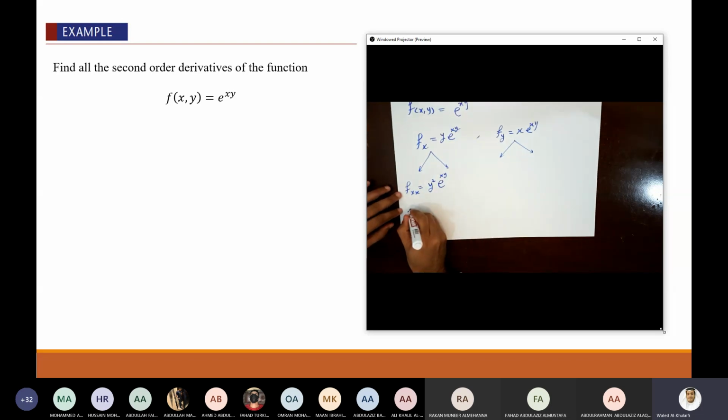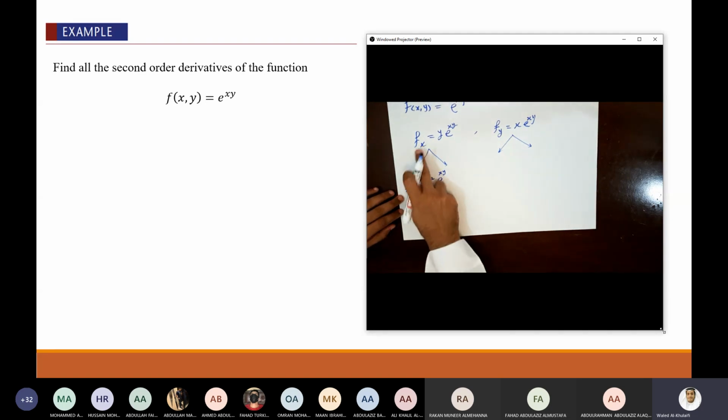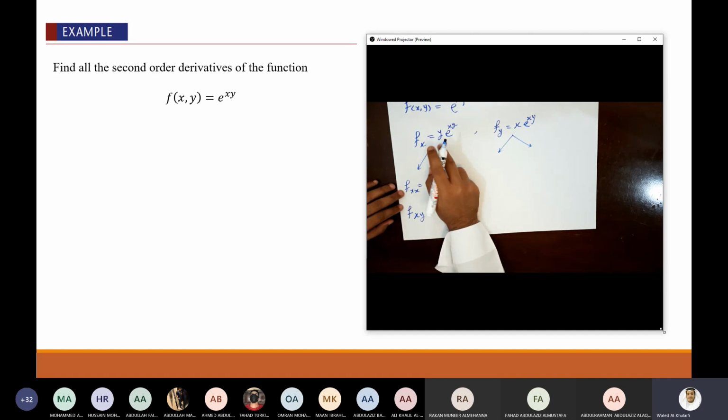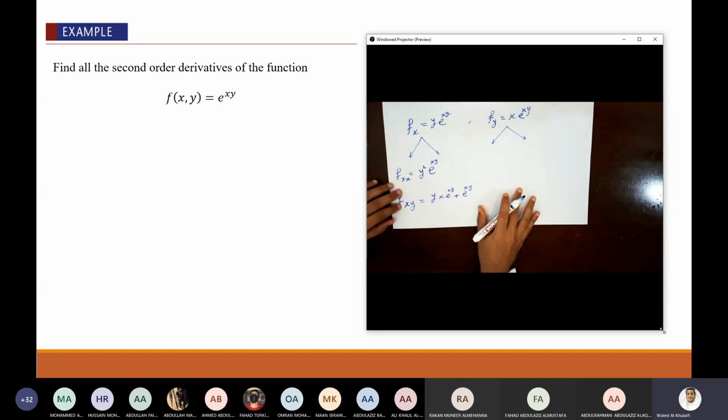Next, fxy. fxy means I'm differentiating this, but now with respect to y. Now here, guys, if you notice I have y here and y here, so I have to use what? Product rule. So I will say first times the derivative of the second with respect to y, keep in mind, it will be e to the power xy times x, plus the derivative of the first, which is 1, times the second. So we have it this way here. And just keep it because there's nothing we can do.